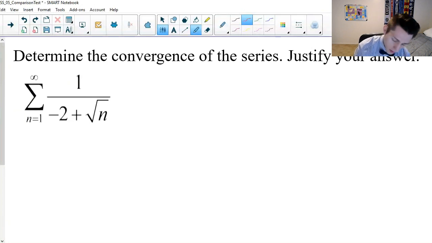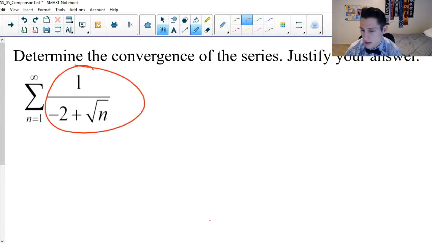So same thing. If I did the nth term test, if I just took the limit of this, it would be 0. And that doesn't help me. That's inconclusive. So I need to use some other type of test. This doesn't look geometric at the moment. It doesn't look like a p-series at the moment. Doesn't look like telescoping.